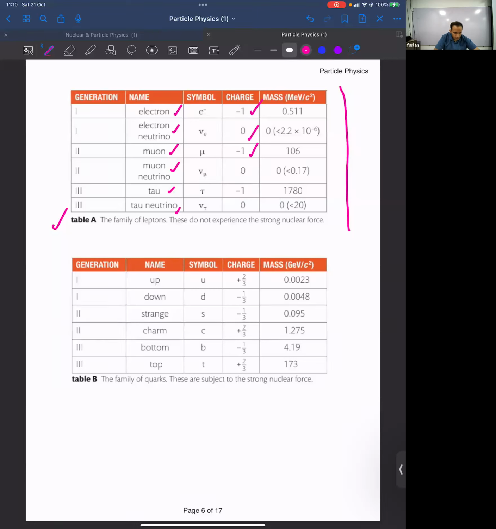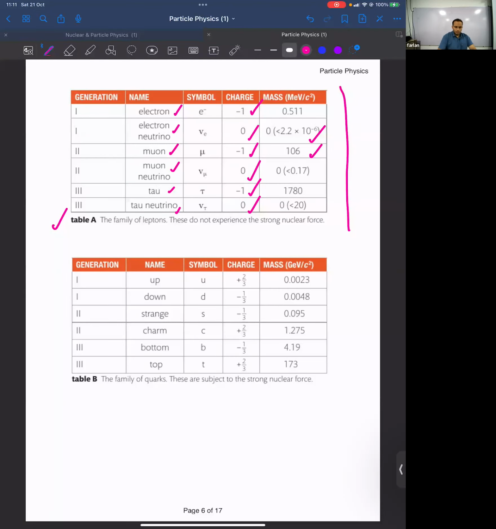The electron has a mass of 0.511 mega electron volts over c square, which is an extremely small value. If you convert this into kilograms, you will get 9.11 times 10 to the power -31 kilograms. And the electron neutrino is even smaller. The muon has a mass as given, and the muon neutrino has a charge of 0. Tau has a charge of -1, and tau neutrino has a charge of 0.